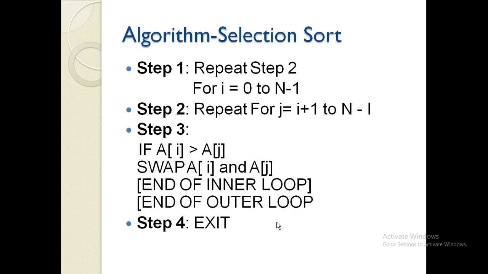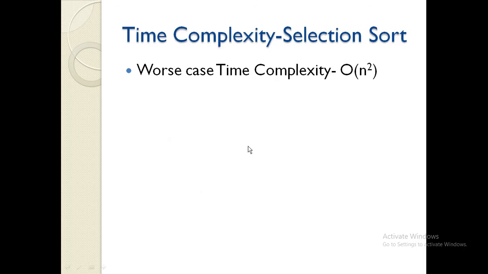This is the algorithm. We have to use a nested for loop for it, with i and j. The outer for loop rotates from 0 to n minus 1 and the j for loop rotates from i plus 1 to n minus 1. Now compare, if a of i is greater than a of j, then swap a of i and a of j accordingly. The worst case time complexity of this selection sort is big O n square.